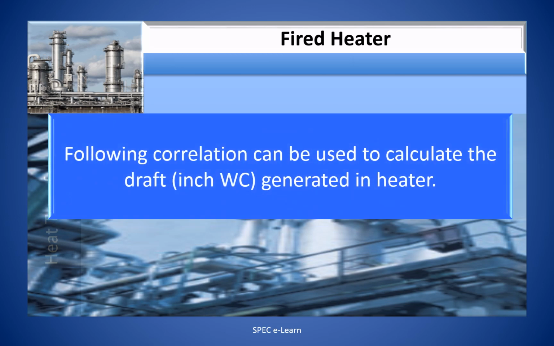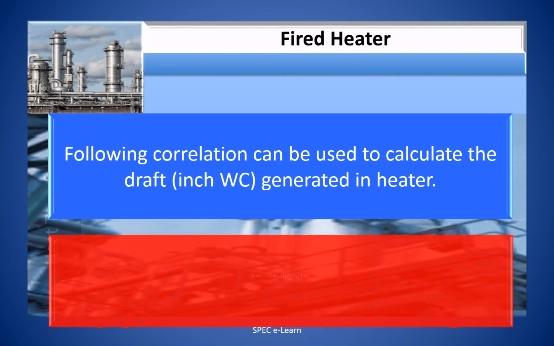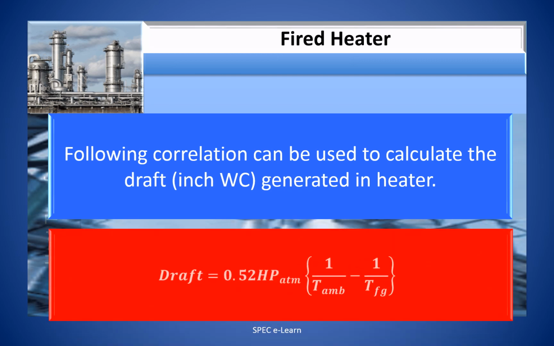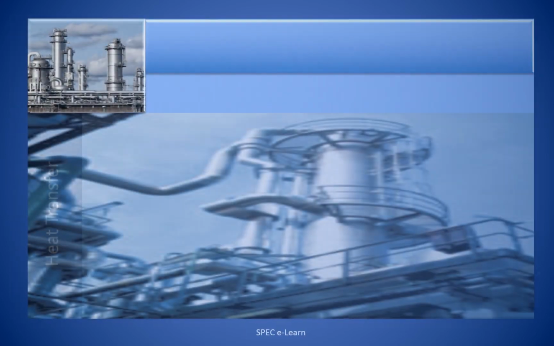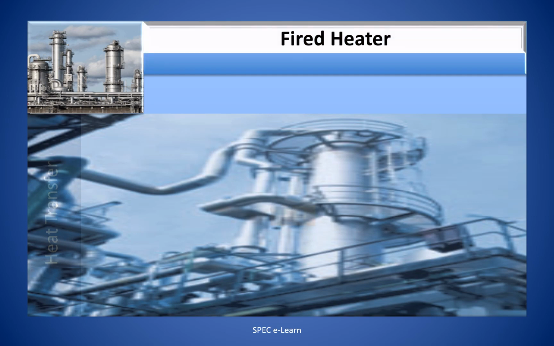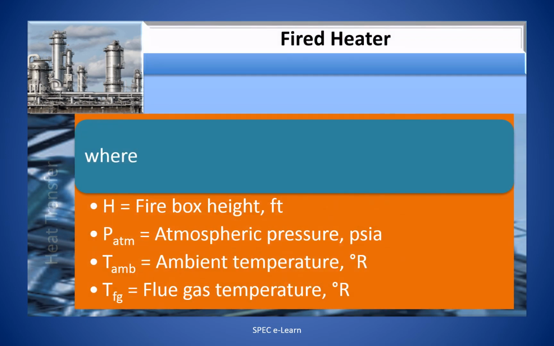The below mentioned correlation can be used to calculate the draft in inches of water column generated in the heater. Draft equals 0.52 × H × P_atm × (1/T_amb − 1/T_fg), where H is the firebox height in feet, P_atm is atmospheric pressure in psia, T_amb is the ambient temperature in degrees Rankine, and T_fg is the flue gas temperature in degrees Rankine.